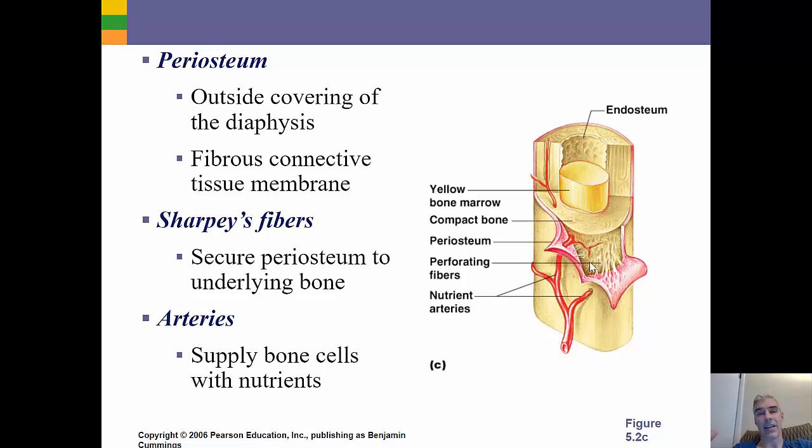So the periosteum is the outside covering of the bone. It's mostly fibrous connective tissue covering it. And then you have Sharpey's fibers, which are right here. They connect to the bone, the actual bone matrix itself. So that's the glue that keeps the periosteum on. And then you have the arteries, as I mentioned, that help to supply the bone with nutrients. And again, because it has a good blood supply, that's why the bone tends to heal really well when it breaks.